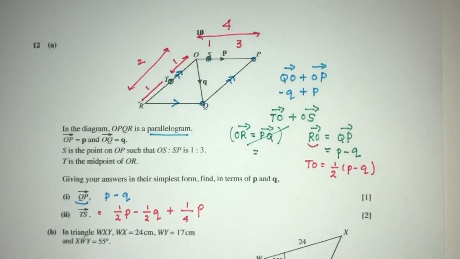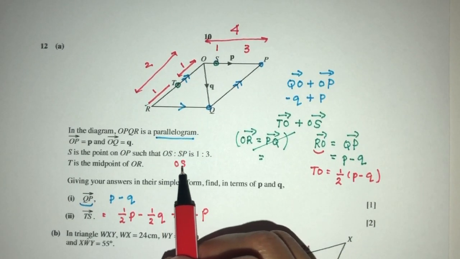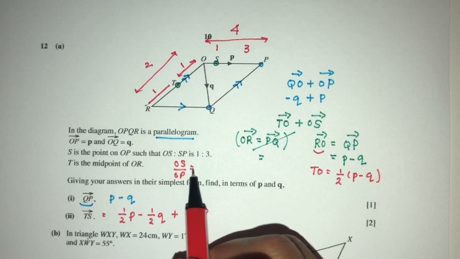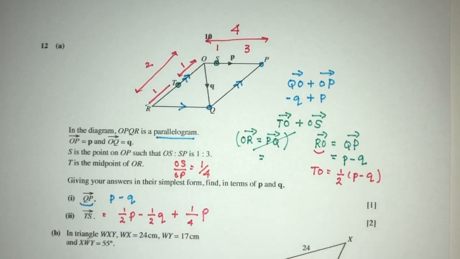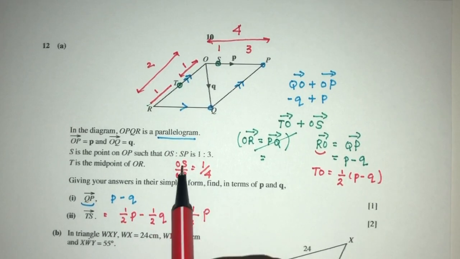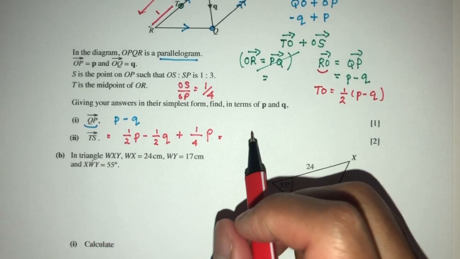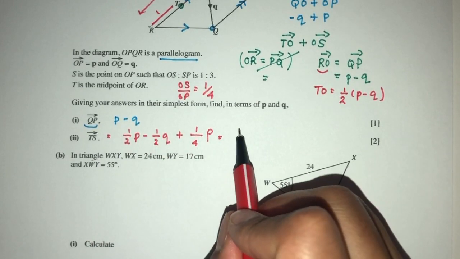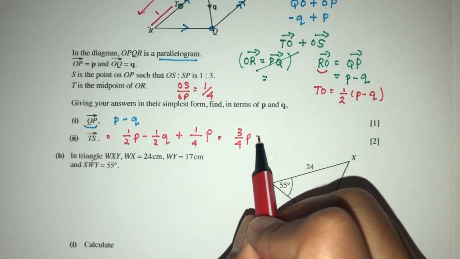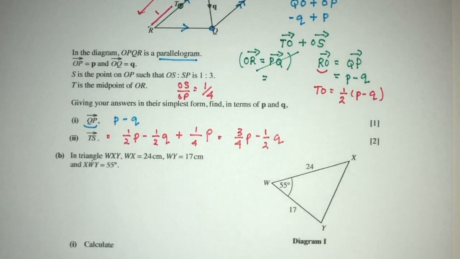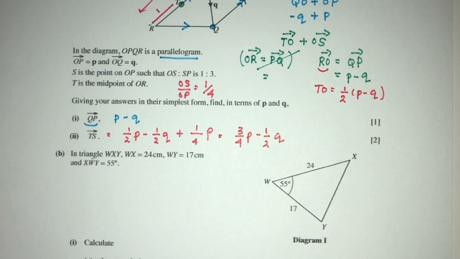So the ratio is what? It is OS over OP, has to be 1 over 4. That makes sense. From this we can derive this. So we have OS will be 1 over 4 times OP, which is P. So now simplify. That will give you 3 over 4 P minus this as your value, 4TS in its simplest form.